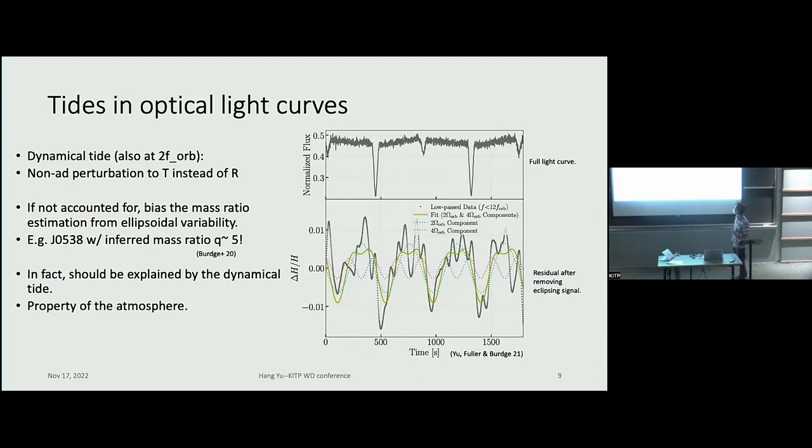And here, the smoking gun evidence is the phase. As we said earlier, if this oscillation is due to ellipsoidal variability, then when the binary eclipses, the signal should be at its minimum. But here, the signal actually crosses zero. So this phase lag cannot be produced by the ellipsoidal variability, but it indicates strongly a dynamical tide origin of the signal. And this is an example illustrating the importance of having good theoretical models when we're interpreting different signals.